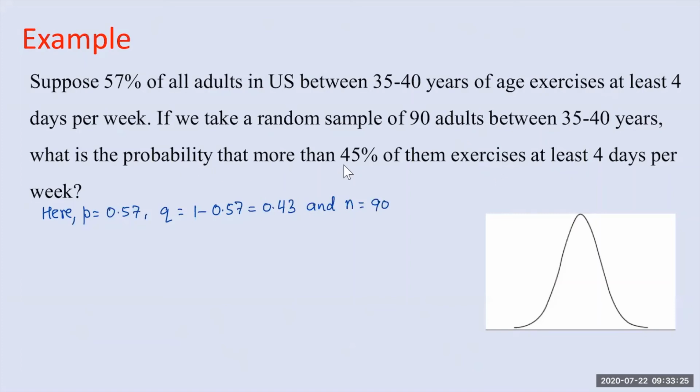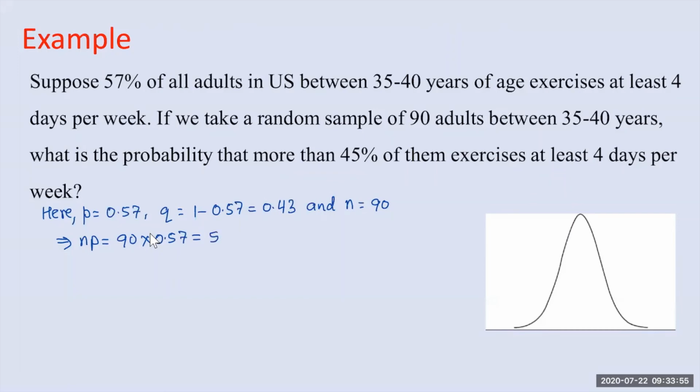We have to find the probability that 45% of them exercise at least 4 days per week. So we have P, we have Q, we have N. So we want to find the value of N times P and N times Q first, so that we can check whether the distribution is normal. So N times P, your N is 90, times P is 0.57. If you do that, 90 times 0.57, you can do it in your calculator.